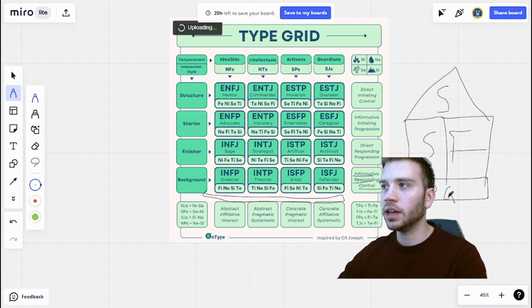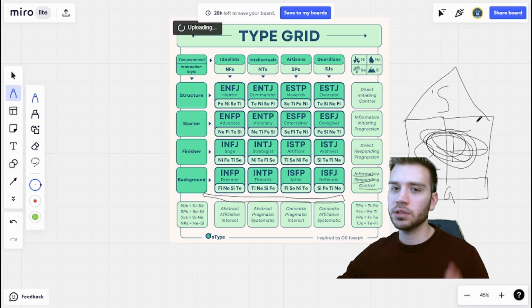So we have the control types kind of sandwiching in the progression types, who are more chaotic and moving, where we have these control types which stay the same.